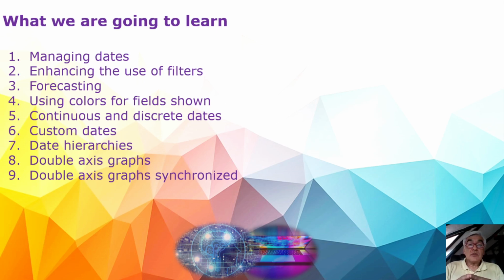We're going to understand continuous and discrete dates, which is a tool that lets us use different ways to analyze time in the information we have. Of course, we're going to learn to use custom dates, which is very important, and date hierarchies. It is a very interesting topic, and it's also very important. We are going to learn also to use double axis graphs and double axis graphs synchronized. Okay, so let's start.